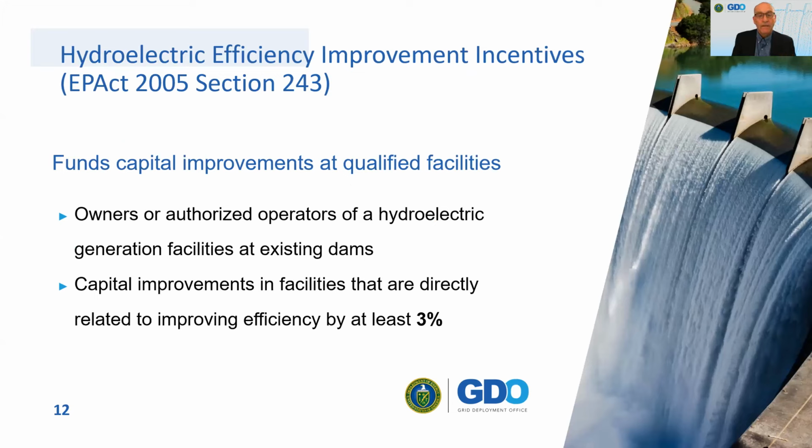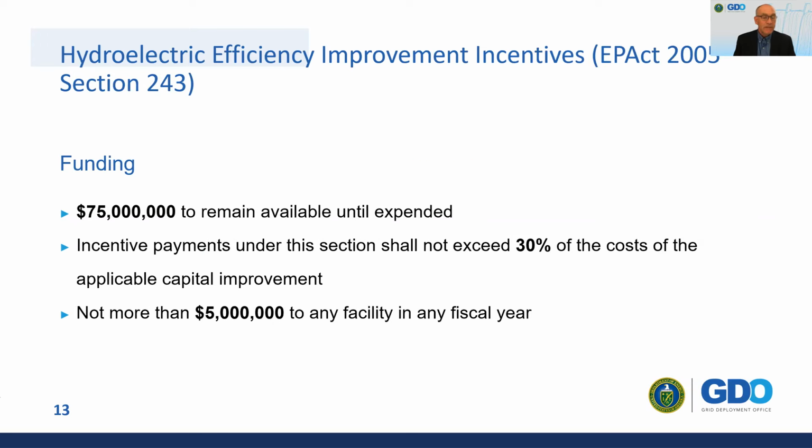Next. Okay, let's move on to the new kid on the block, 243, the Hydroelectric Efficiency Improvement Incentives. This funds capital improvements at qualified facilities, owned or operated by authorized operators of a hydroelectric generation facility at an existing dam. It provides payments for capital improvements directly related to improving efficiency by at least 3%. The bipartisan infrastructure law provided $75 million for this, to remain available until expended. The other limitations: payments shouldn't exceed 30% of the capital cost of the improvement, and there's a cap of $5 million to any facility in any fiscal year.